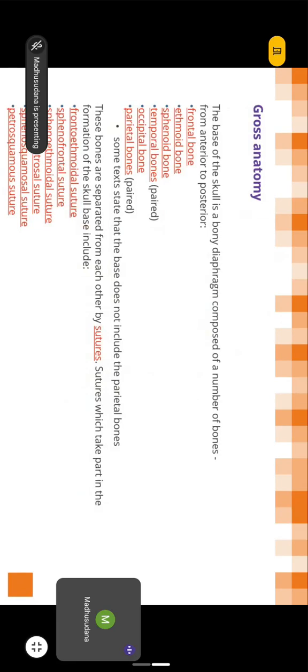Okay, so gross anatomy: frontal bone, ethmoidal bone, sphenoid, temporals, occipital, parietal bones. All these are cranial bones. So these bones are separated from each other by sutures. Different types of sutures are there. These kinds of terms you can get in the medical record. Okay, so you should know that.